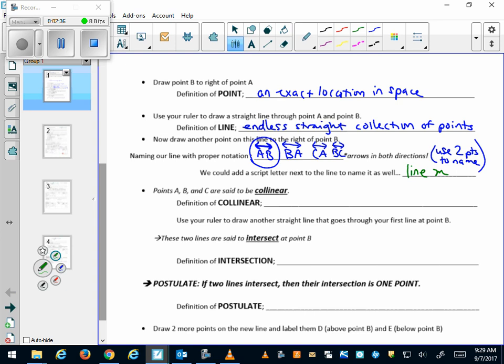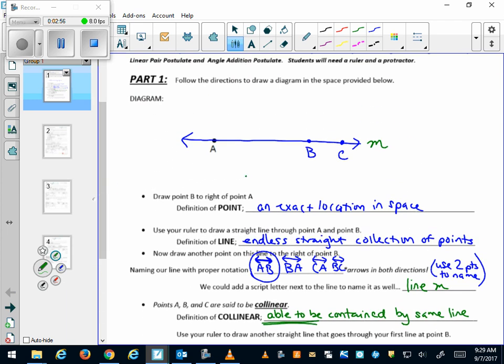Okay, points A, B, and C are said to be collinear. This means that they are able to be contained by the same line. So notice it says able to be contained by the same line. So if I put a point over here and called it Z, well, A, B, and Z are not collinear because you can't get one line that goes through A and B and Z. That would not be a straight line.